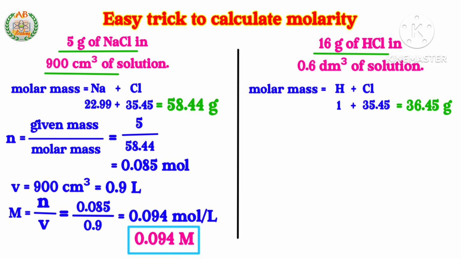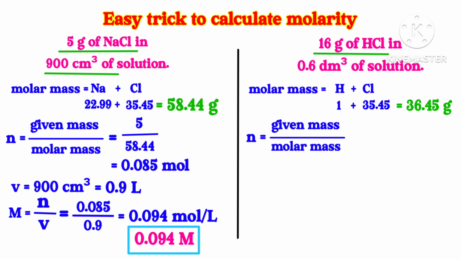Now find the number of moles of solute. I divide the given mass of hydrochloric acid by its molar mass. The given mass is 16 gram and the molar mass is 36.45 gram. After calculation, I get 0.43 mole.